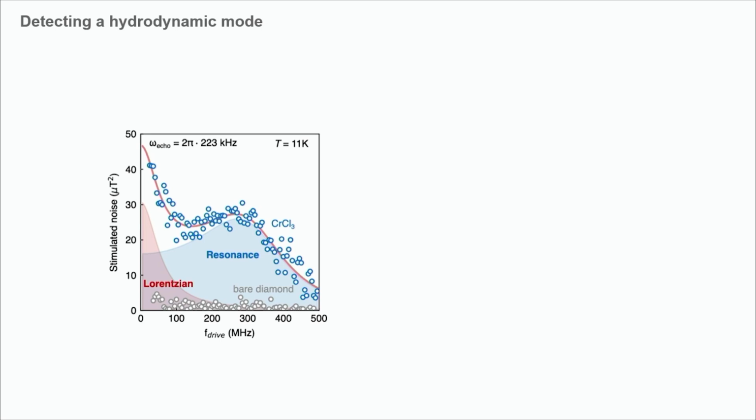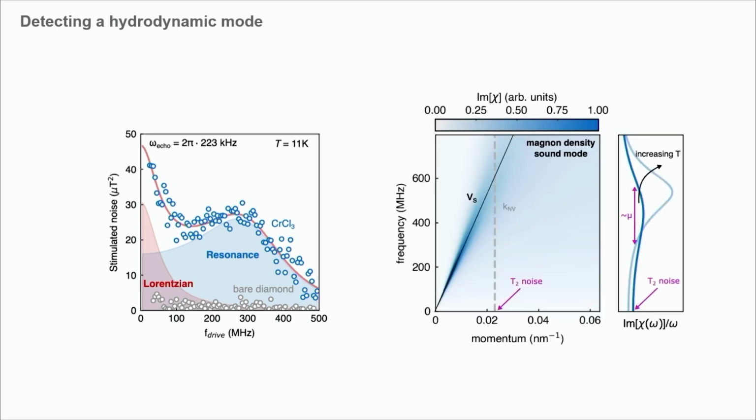Our interpretation is that this is evidence for this hydrodynamic magnon sound mode, so this propagating longitudinal excitation within the layers of the material. Theoretically, it's maybe a factor of 2.5 off from the first principles calculation that we've done. We think there might be some effective mass renormalization of the magnons or something like that.